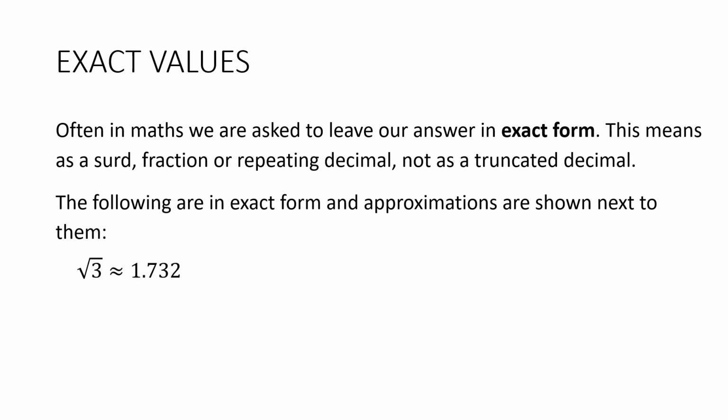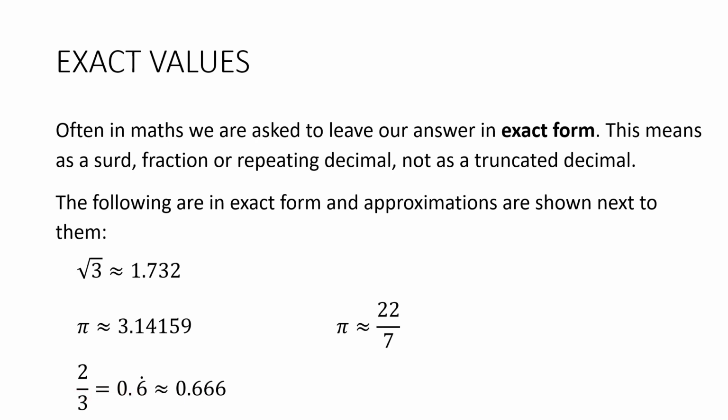So for example, the square root of 3 is approximately equal to 1.732. So I've truncated this, I've rounded it. This is the exact form, this is the approximate form. Pi is approximately equal to 3.14159, approximate form, exact form. 2/3, we could write that as 0.6 repeated, that's exact form, or it's approximately equal to 0.666. Here I have truncated it. So this is the approximate form, and these ones here are the exact form.